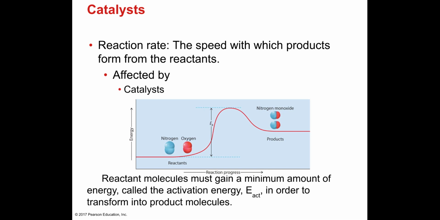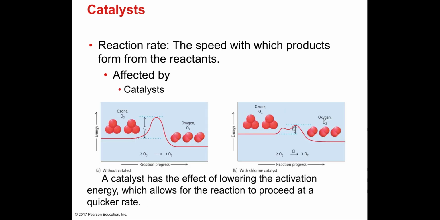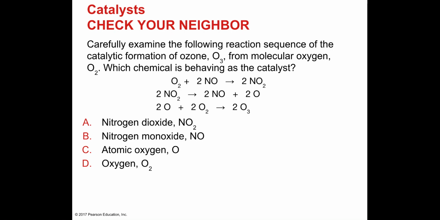Okay. And so they do it using a mechanism which is reducing what we call the activation energy. And I'm not going to go into that at this point until we get into a chemistry class. So again, what the catalyst does is they reduce the activation energy. So I'm not going to go into that. So let's look at this question. You carefully examine the following reaction sequence of the catalytic formation of ozone from molecular oxygen. Which chemical is behaving as a catalyst?